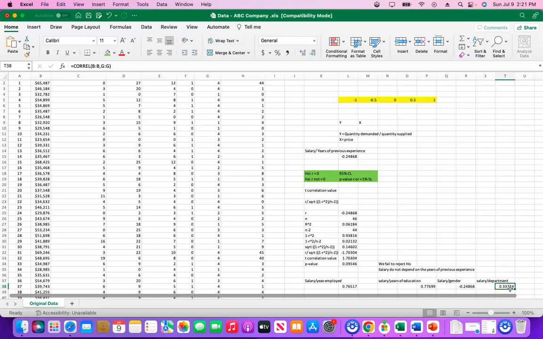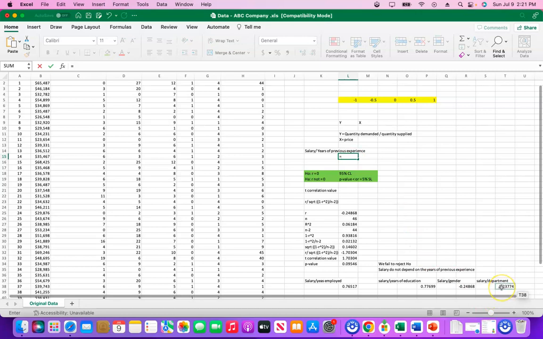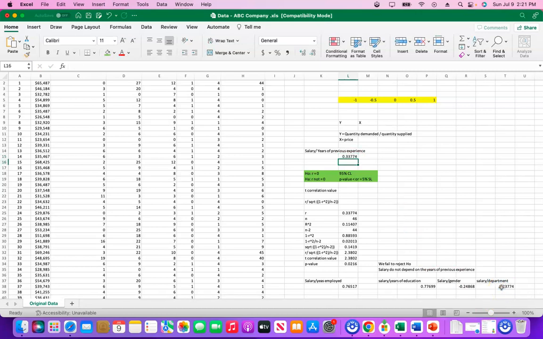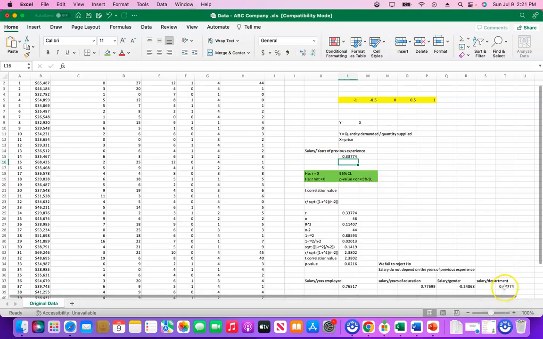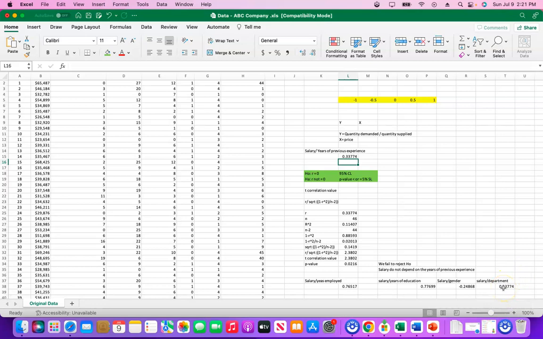However, we need to test it. And if we test this, actually it's going to show that it is significant. So let's change this value here, put an equal sign, and replace that value with this one. If you enter, you will see that the probability value is 0.02, meaning that it is less than 5%. And therefore, this correlation actually is significant in this case.